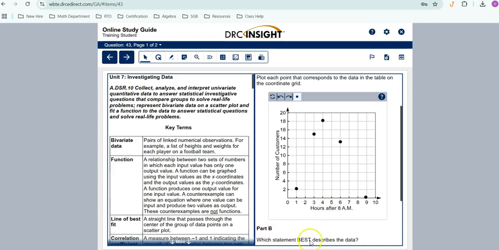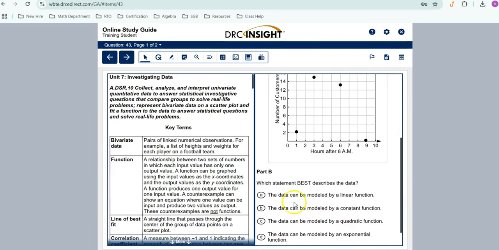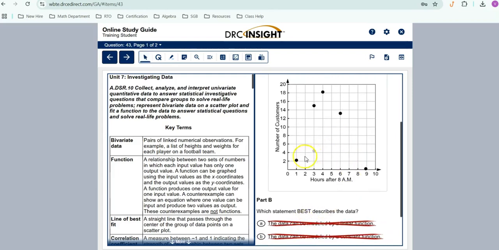Part B says which statement best describes the data. It can be modeled as a linear function. That's not a line. So that's a no. It can be modeled by a constant function. So a constant function would be a horizontal line. That's a no. A quadratic function, that is our answer. An exponential, remember, would have that curve that goes up forever or one that goes down forever. So our data here would be modeled by a quadratic function. This would be a negative quadratic, but still a quadratic.